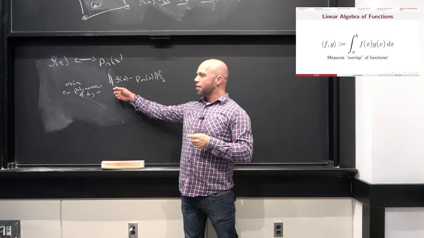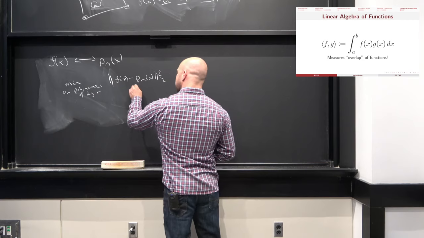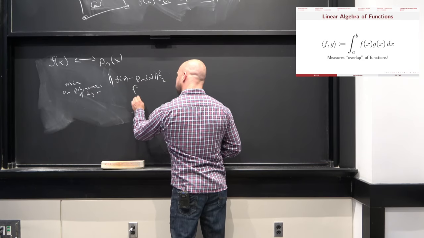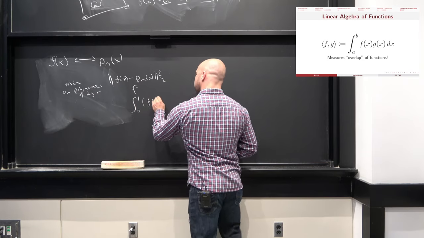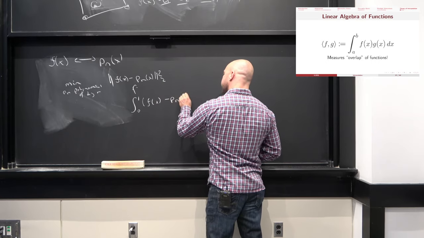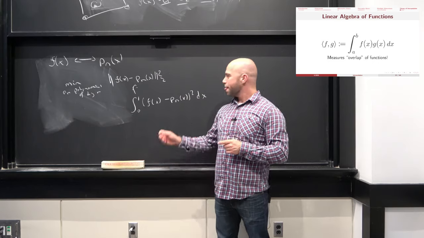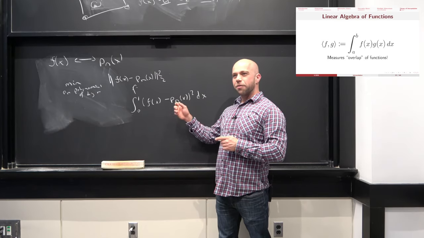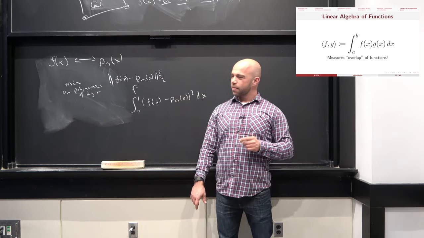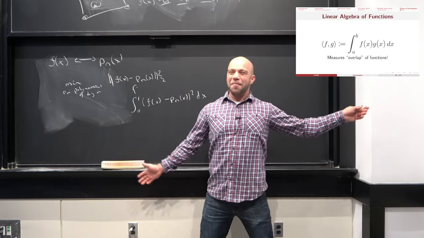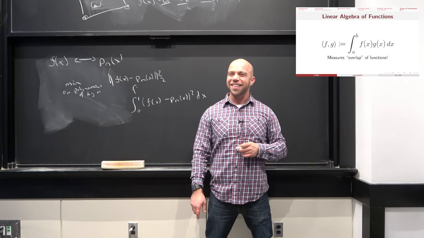This is kind of a weird norm. Notice that here, what I really mean is the integral from maybe 0 to 1 of f of x minus pn of x squared dx. This is a least squares problem, where my unknowns are the coefficients of this p. This leads to yet another basis for polynomials that makes calculations like this easy.